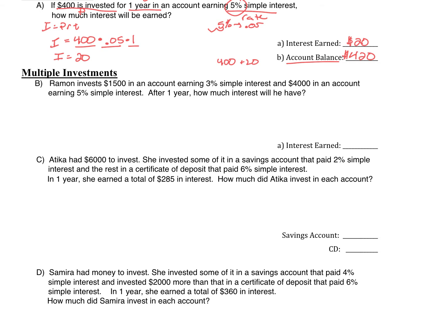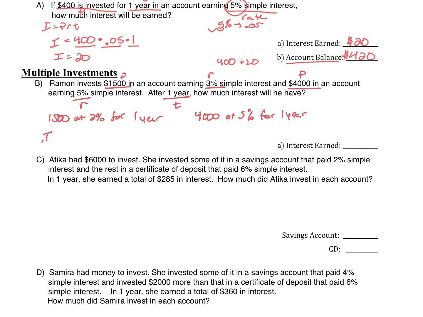It says, Ramon invests $1,500 in an account earning 3% simple interest and $4,000 in an account earning 5% simple interest. After 1 year, how much interest will we have? Well, we've got $1,500, which is a principal amount, 3%, which is a rate, $4,000, which is a principal amount, 5%, which is a rate, and 1 year, which is time. So we have two different investments here. We have $1,500 at 3% for 1 year. And then we have $4,000 at 5% for 1 year.